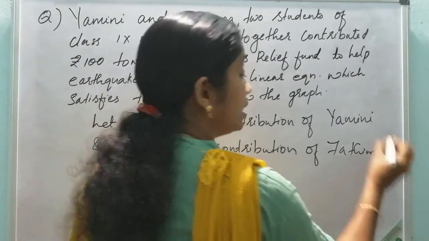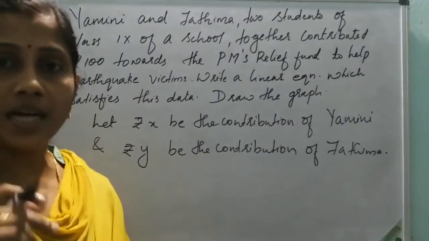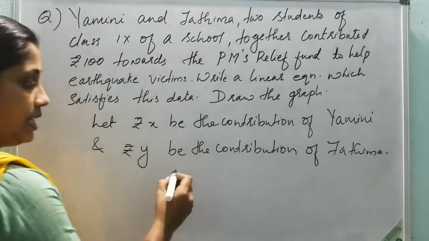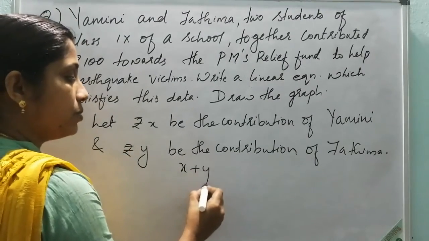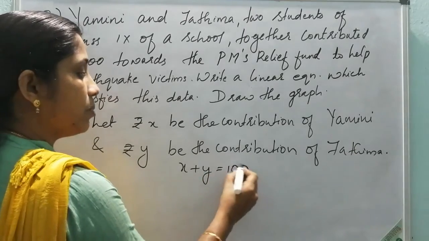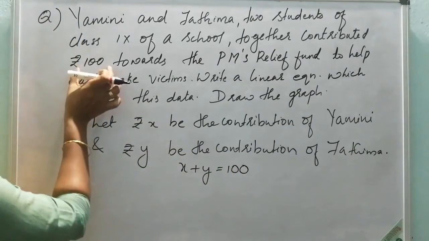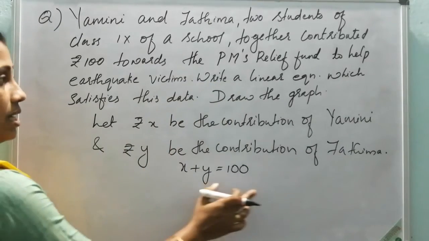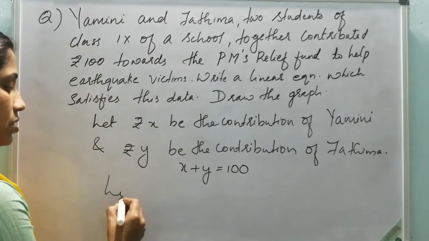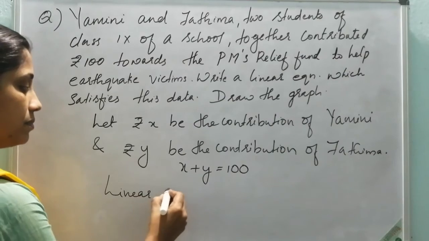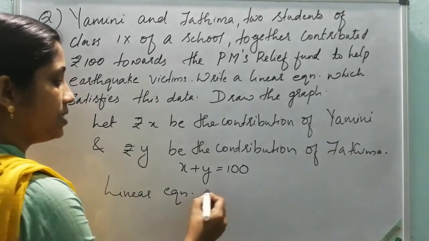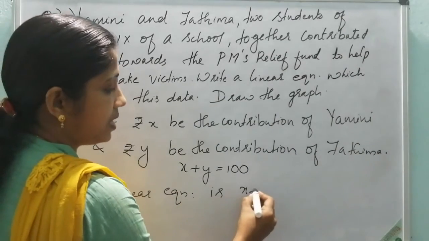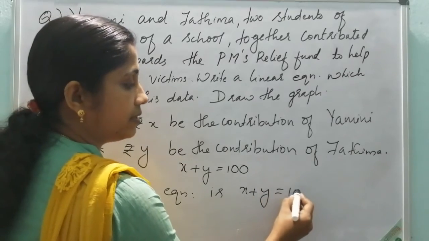Then they together contributed rupees 100. So how can we write that? It is x plus y is equal to 100. This is a linear equation. They together contributed rupees 100, so you have to write a linear equation. So the linear equation is x plus y is equal to 100.